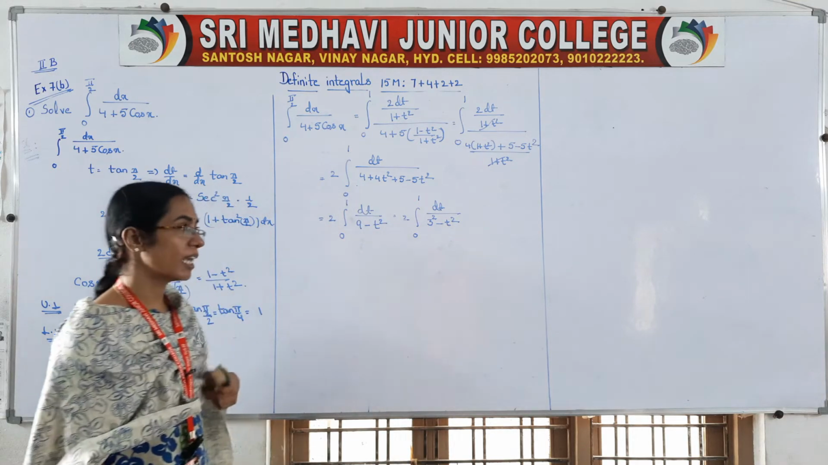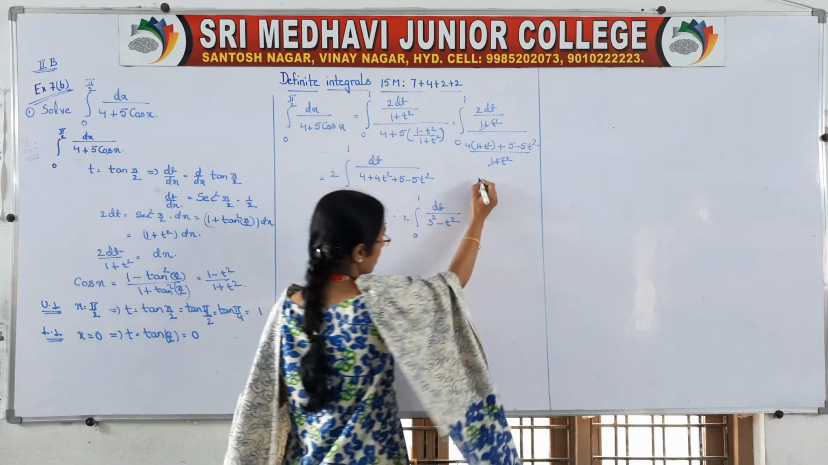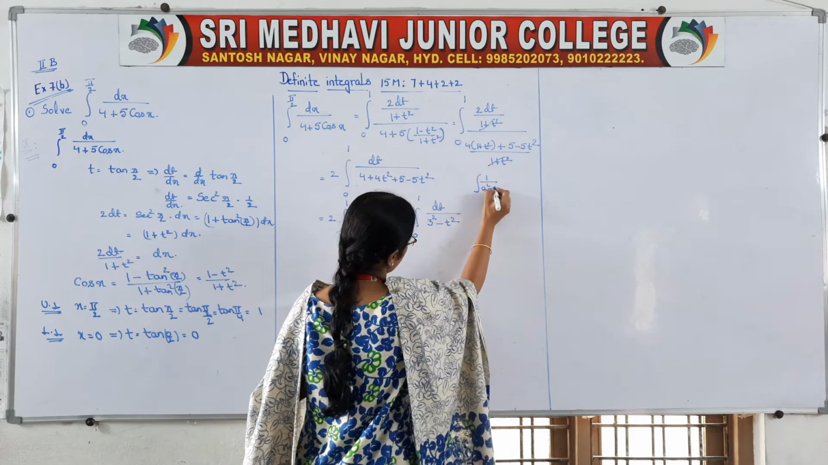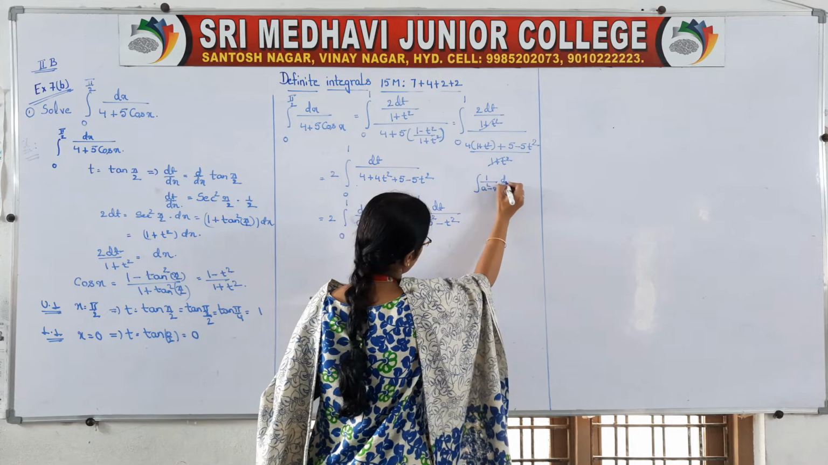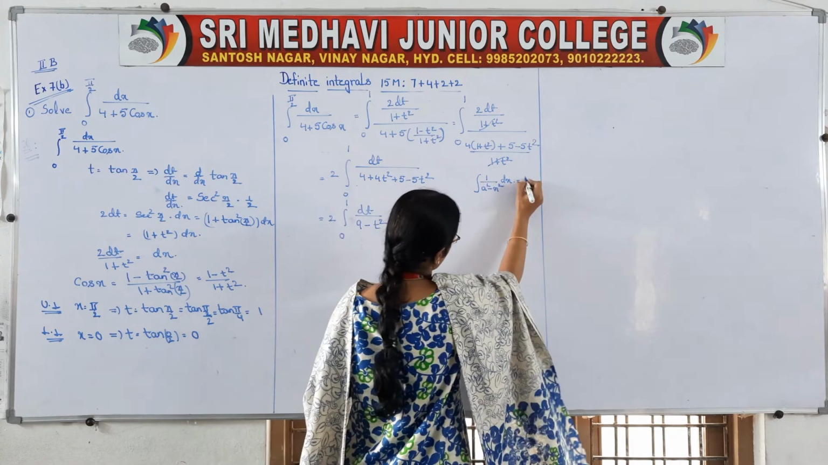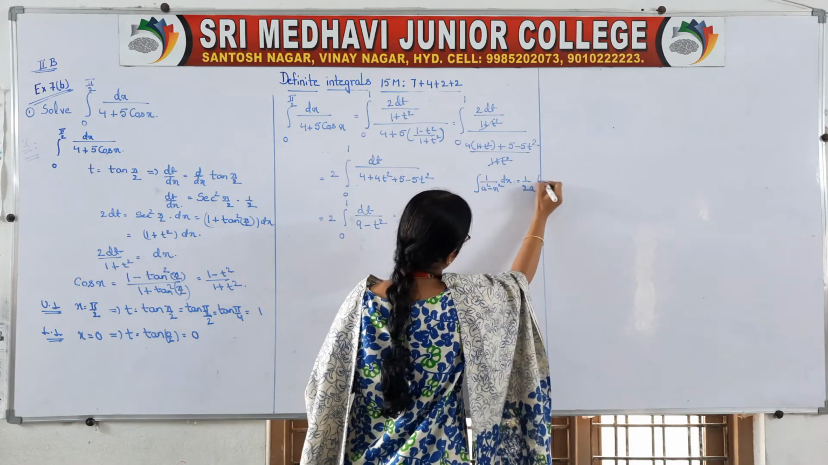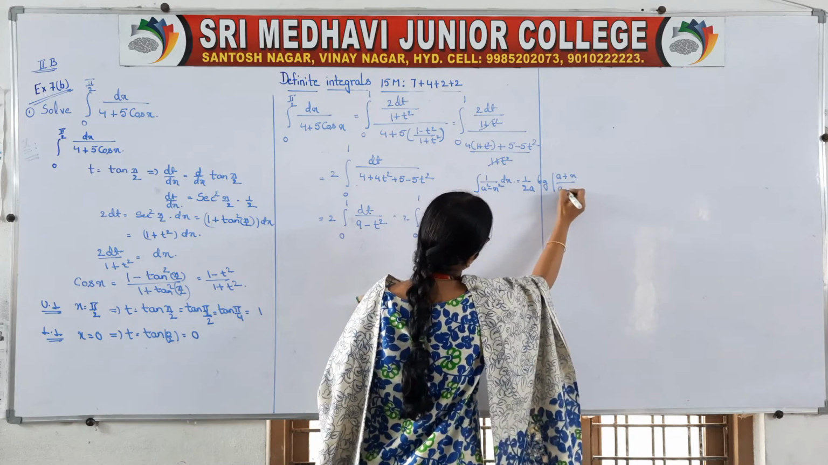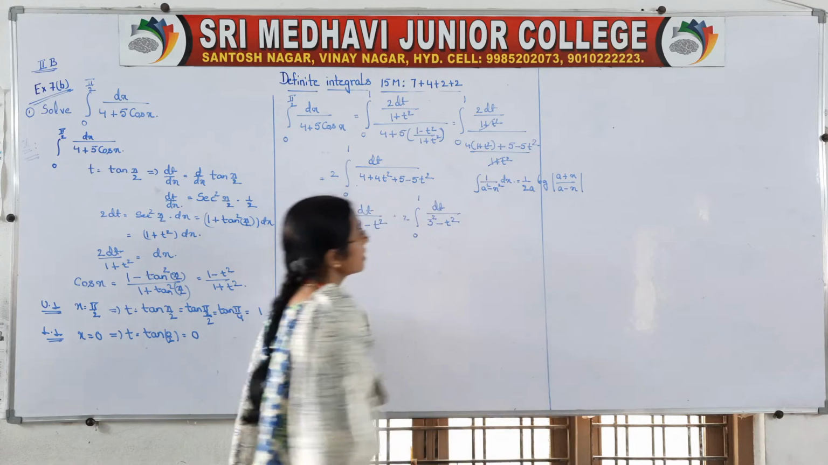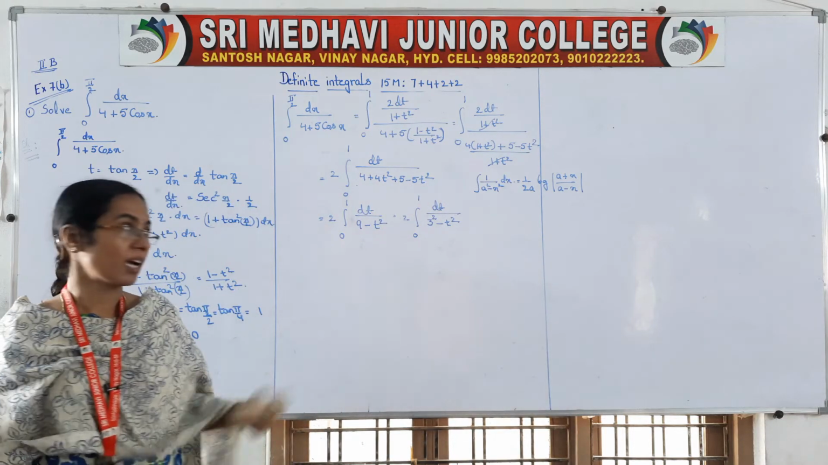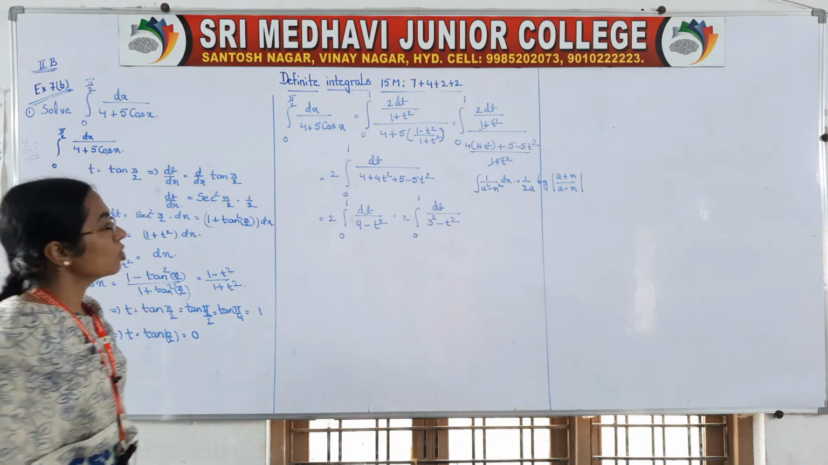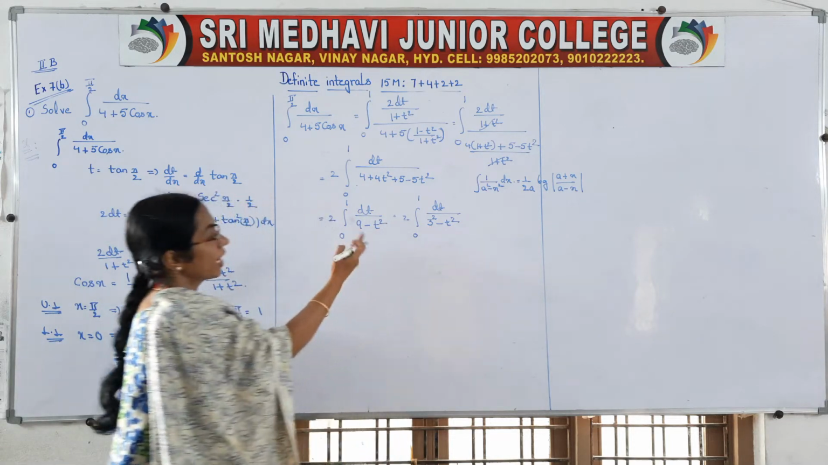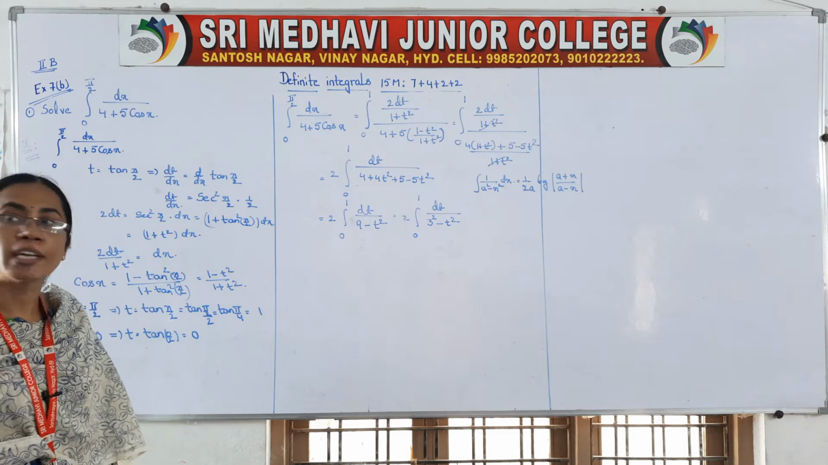Why are you writing like this, madam? So there is one formula. What is that? Integral of 1 by a square minus x square dx is equal to 1 by 2a log of modulus of (a plus x) by (a minus x). Isn't it? One standard formula in integrals. So to get into that standard formula, instead of 9 we have taken 3 square.